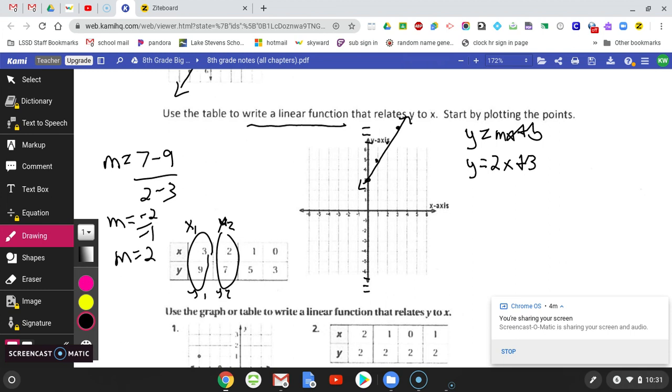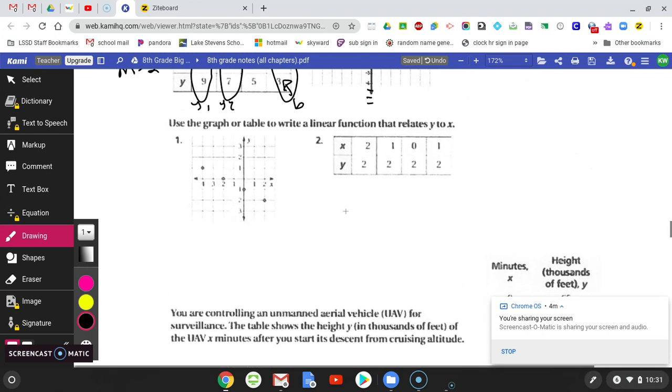My y-intercept is where it crosses the y-axis, which is always when you have the coordinate point 0, something. So this something is your y-intercept. So again, you can see my y-intercept's a 3, my slope is 2. I was able to find it algebraically as well as graphically. All right, so use the graph or table to write a linear function. So they've got 2 problems, one from the graph, one from the table. Go ahead and try both of these, pause the video, and then come back and check and see how you did.